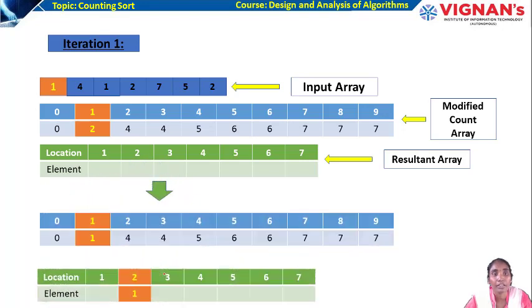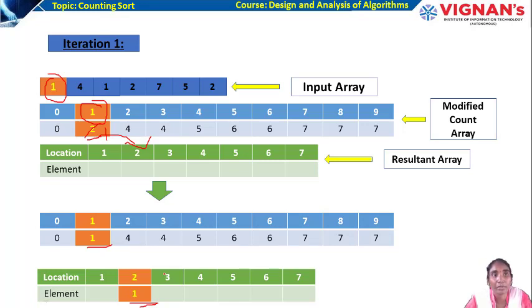So let's see. Here we are visiting 1. We have to go to index 1 in the modified array, and index 1 holds a value called 2. So immediately I should go to the second index in the output array, and in the second index I have to place this 1. After that, I have to immediately decrement this and keep it as 1. Finally, this is your modified array for the next iteration.